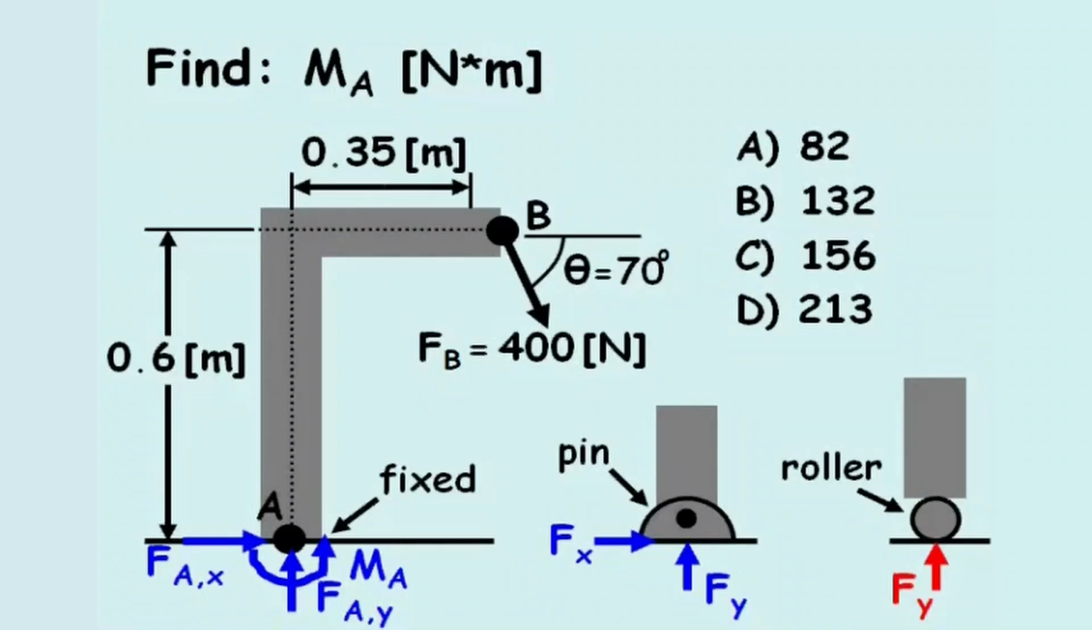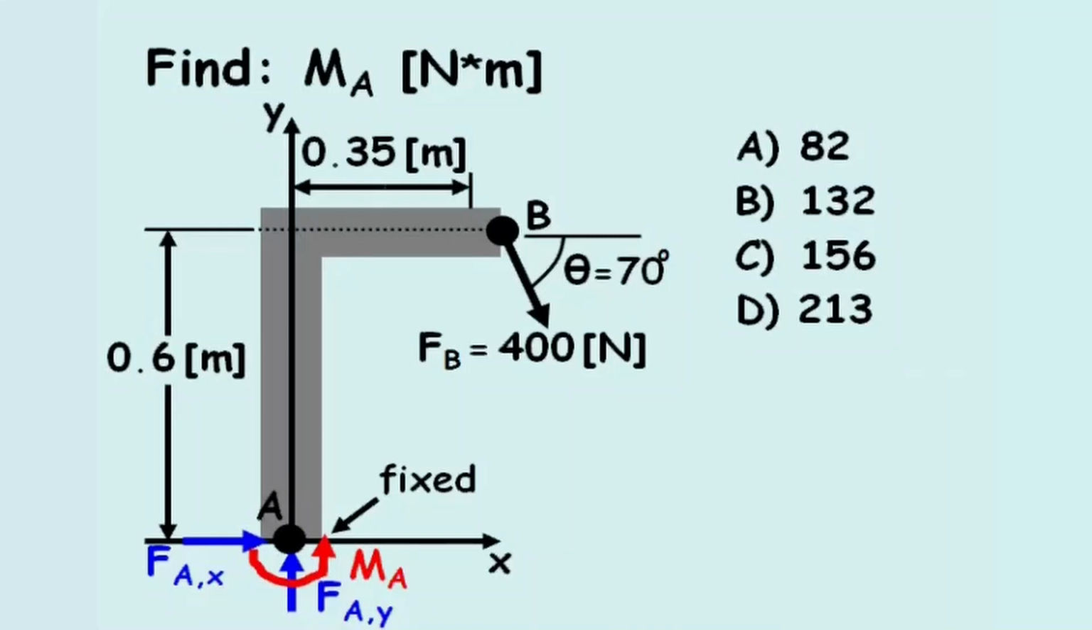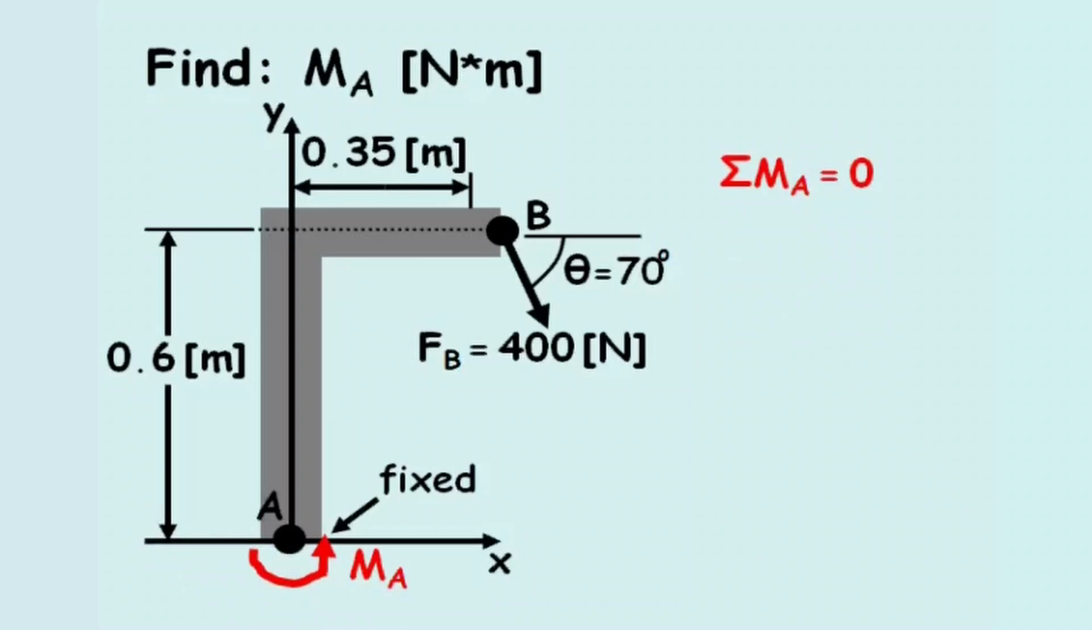For simplicity, the vertical forces are labeled with a subscript y, corresponding to the y-axis, and the horizontal forces are labeled with a subscript x, corresponding to the x-axis. The problem asks to solve for the moment at point A, which can be calculated by summing the moments around point A, setting the value equal to 0, and then solving for the moment at point A.